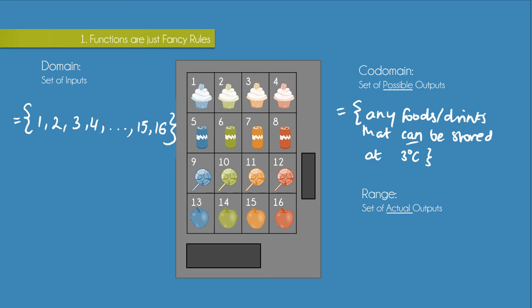So that's why codomain is different from the range. The range is the set of actual outputs I'm getting from my vending machine. So in this case, the set of actual outputs, if my domain is the numbers 1 through 16, is all of these food and drink items that you can see in my vending machine. So the codomain is just the kind of overall set that my outputs belong to, but the range is the actual outputs that I get from my function. So a lot of people mix up the two of those, so keep that difference in your head.